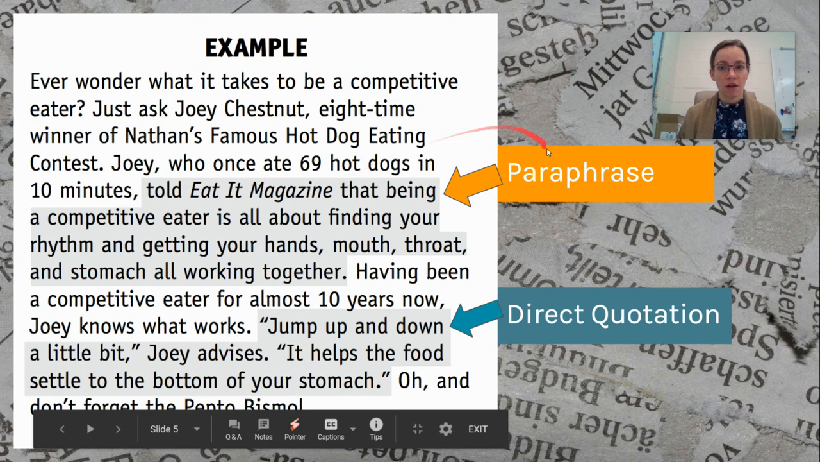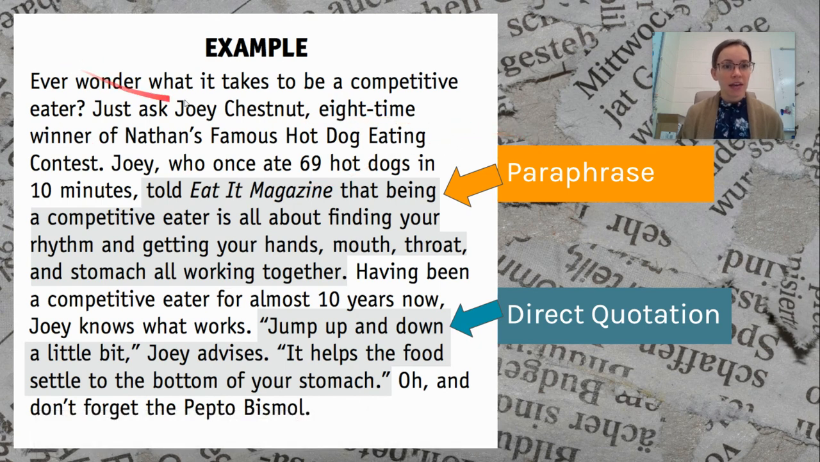So here's an example of a paraphrase and a direct quote. Ever wonder what it takes to be a competitive eater? Just ask Joey Chestnut, 8-time winner of Nathan's Famous Hot Dog Eating Contest. Joey, who once ate 69 hot dogs in 10 minutes, told Eat It magazine that being a competitive eater is all about finding your rhythm and getting your hands, mouth, throat, and stomach all working together. So this gray shaded area is an example of a paraphrase. There are no quotation marks, and what it does is it summarizes what Joey Chestnut told Eat It magazine.